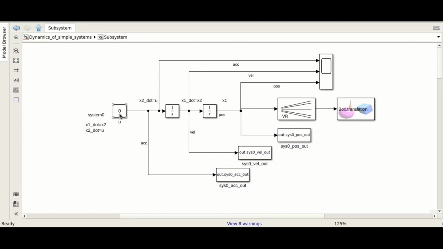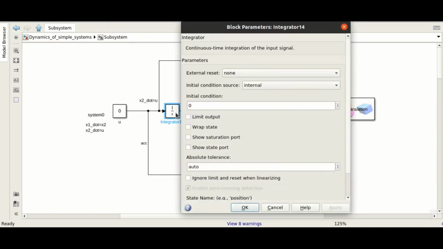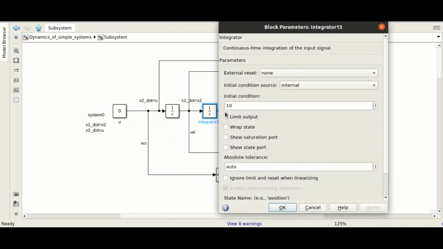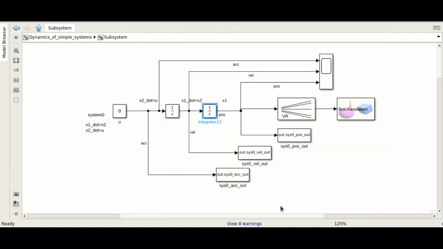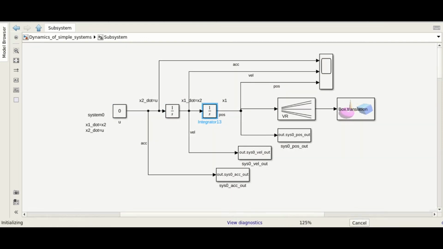Now we will simulate the three cases that we have discussed earlier. In the first case, the force is 0, the initial velocity is also 0. The position is kept at say 10 meters from the origin. We will simulate the system.